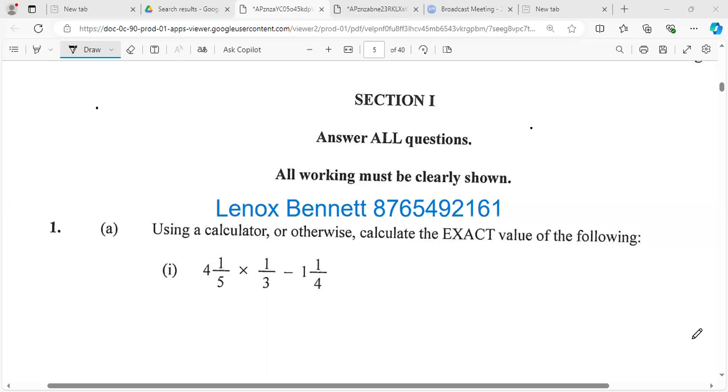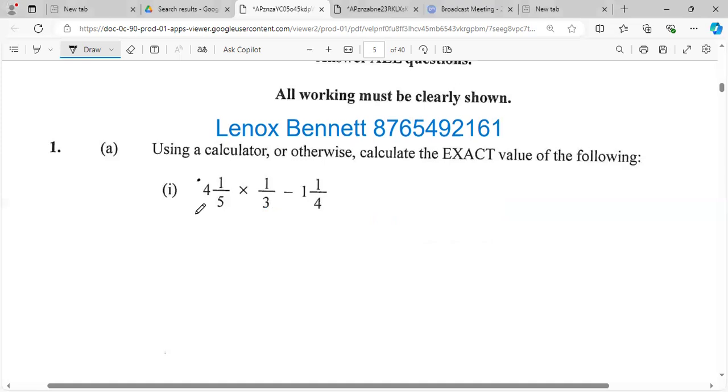Alright, let's go. So using a calculator, otherwise calculate the exact value of the following. Again, students, you are encouraged to try the question, so you can pause the video and go ahead. All right, let's go. What's the answer? All right, so we have 4 and 1/5 multiplied by 1/3, and then we must subtract 1 1/4. Remember, the BODMAS rule applies to fractions. All right, so the first thing that we want to do is the multiplication first, because multiplication comes before subtraction. So let's go.